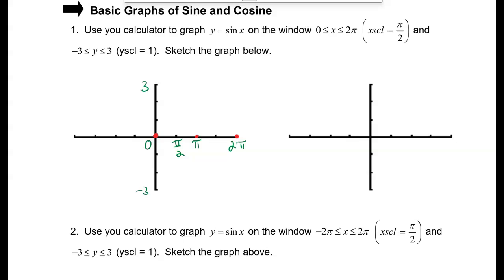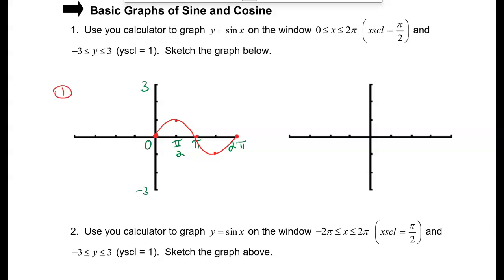Okay? Now, what happened between 0 and pi? How high did we get? To what value? And you can even trace if you want to. We got up to 1, which makes sense because sine of pi over 2 is 1. Guys, and over here at 3 pi over 2, what did we get down to? -1. So this is going to be our graph. Now, this is for number 1.